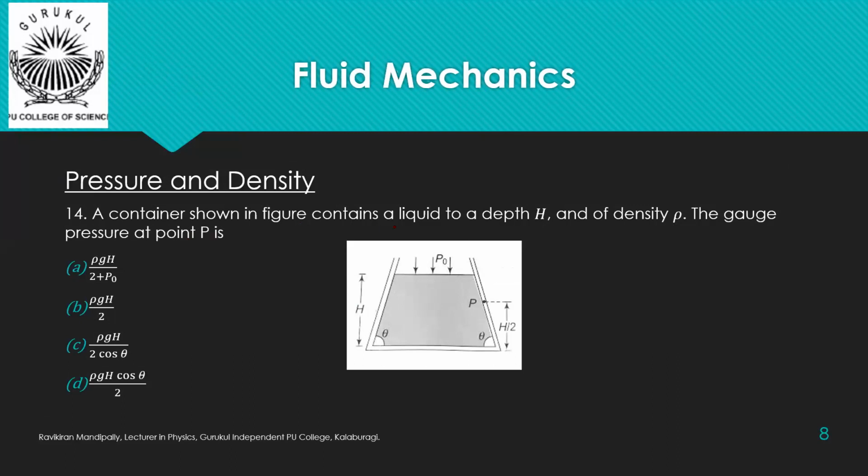Container shown in the figure contains a liquid to a depth h and of density rho. The gauge pressure at point P is, yesterday I told you what is gauge pressure. Gauge pressure is nothing but pressure due to a liquid column or pressure due to fluids.